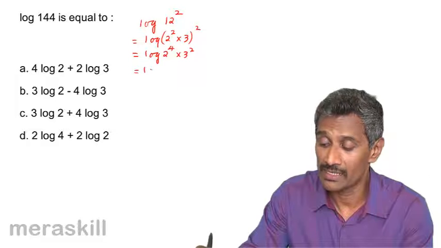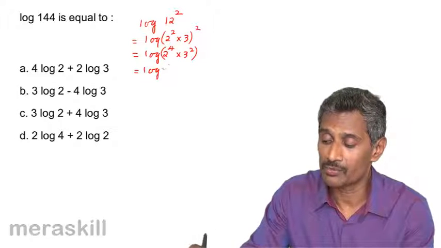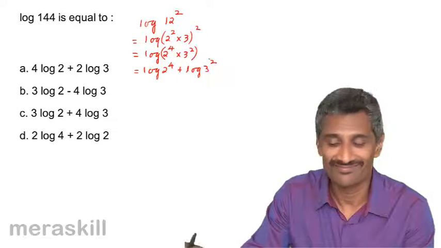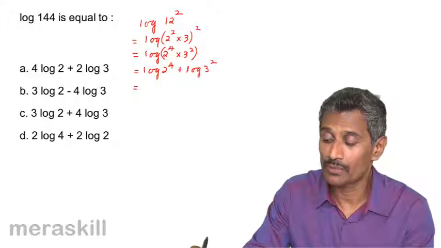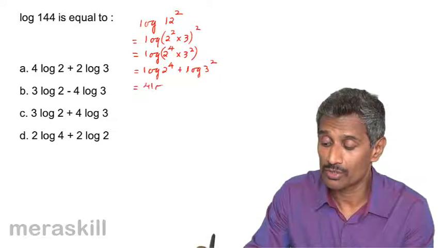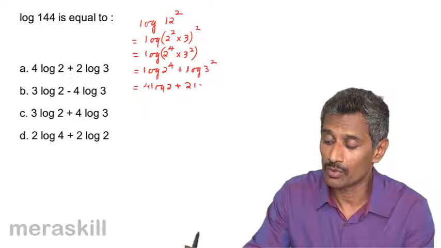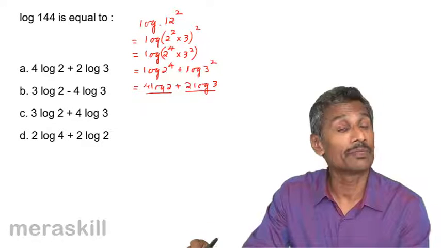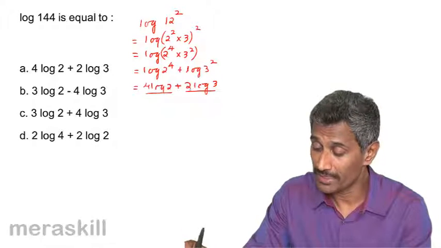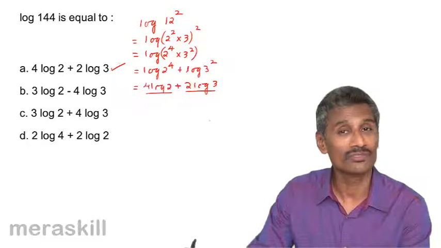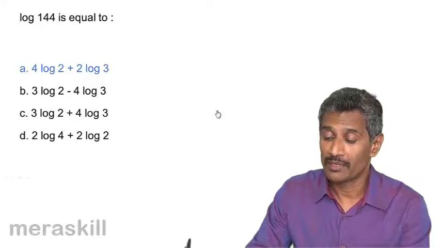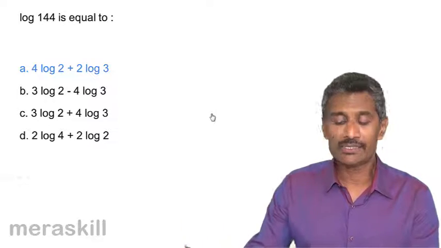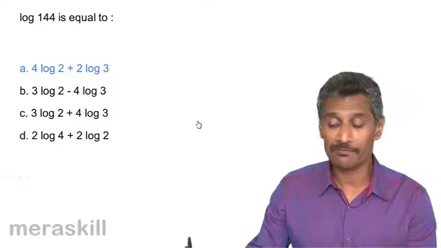Now this can be written, using the rule log of a into b is log a plus log b, and then the rule log a raised to m is m log a, as 4 log 2 plus 2 log 3. So we have 4 log 2 plus 2 log 3 as a simplification of log 12 square. Do we have it here? Oh yes, we have 4 log 2 plus 2 log 3, and that is the right answer. So that is again simplification and expressing in terms of prime factors.